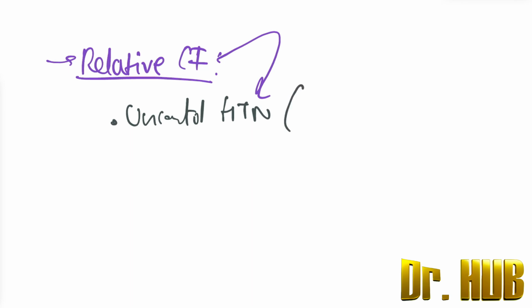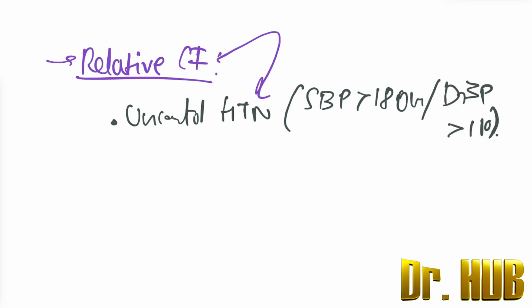Uncontrolled hypertension is when the SBP becomes greater than 180 mm and the DBP becomes greater than 110. So this is uncontrolled hypertension. This is the relative contraindication.